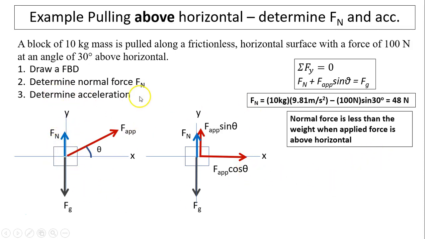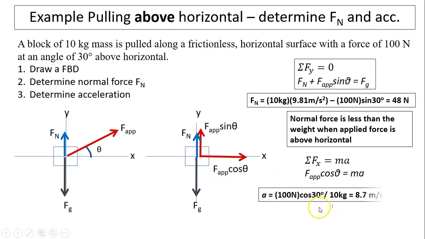Okay, next one, determine acceleration. So the net force is in the x direction. The only force in the x direction is F applied cosine theta. That equals ma. To find a, we simply divide by m on both sides. You'll have 8.7 meters per second squared to the right.